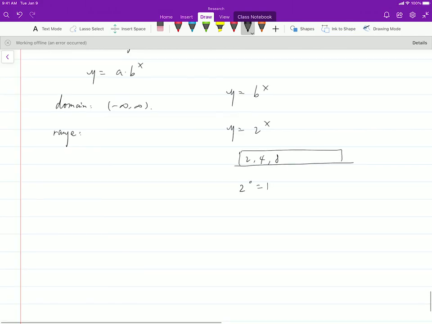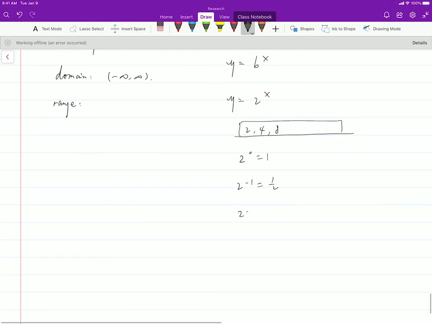2 to 0 give you 1, fine. 2 to the negative 1, does it give you something negative? Actually, no, it gives you 1 half. 2 to the negative 2, 1 fourth. You basically take all the numbers here, but you flip them. So eventually you can have something 1 over something really big, which is very close to 0, but not 0.